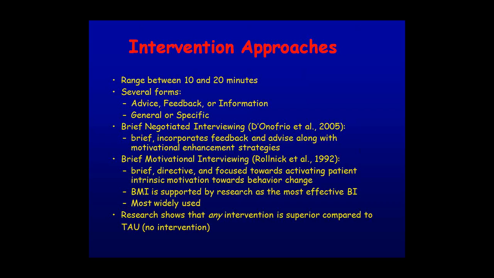And what it does basically is, for brief negotiated interviewing, it is brief, takes basically 15 to 20 minutes. It incorporates the feedback about their liver enzymes, blood alcohol level, how much they've been drinking, how much they deviate from the norm of how much they are drinking. And basically along the way is to explore with them also the pros and cons of drinking, and also discuss whether they are ambivalent about wanting to stop drinking and what makes them ambivalent, and eventually come up with the decision about what they want to really do.